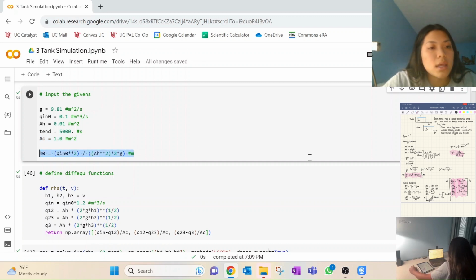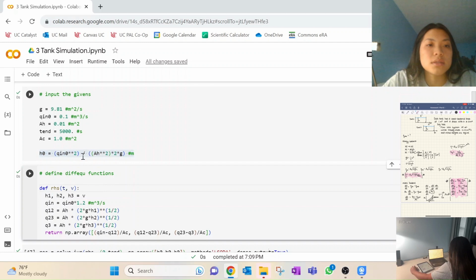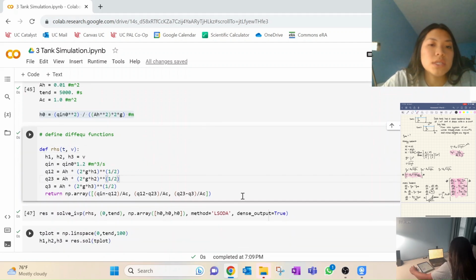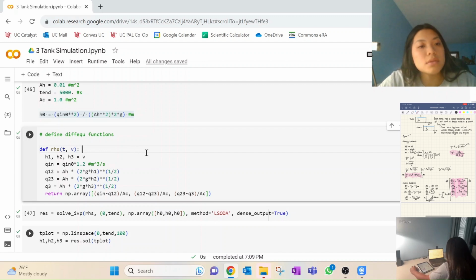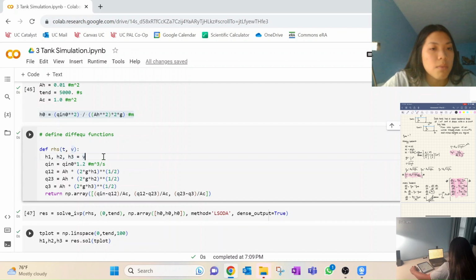This is an equation that we derived from the energy balance to get the initial height. So it is the initial flow in squared divided by the cross-sectional area of the hole squared times 2 times the gravitational constant. And then after we did that, we defined the function for the right-hand side of all the differential equations. And so we gave it the independent variable, which is the time, and what the vector is, v. That's the array that comes out. And we unpacked the array into the height of tank 1, height of tank 2, and height of tank 3 here.